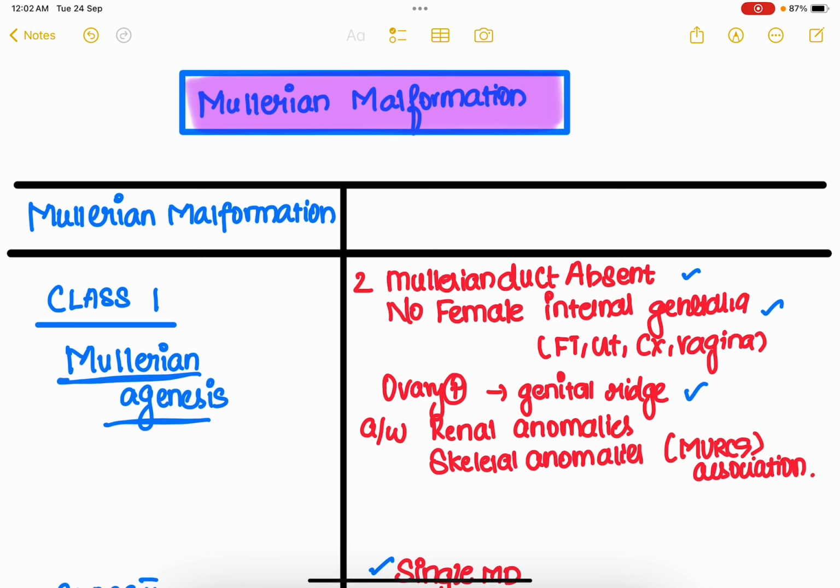So we have discussed everything in detail about Mullerian malformation. You need not worry about Mullerian agenesis because we will be discussing it in a separate module as well. I hope that I have made this topic very simple in a tabular column.